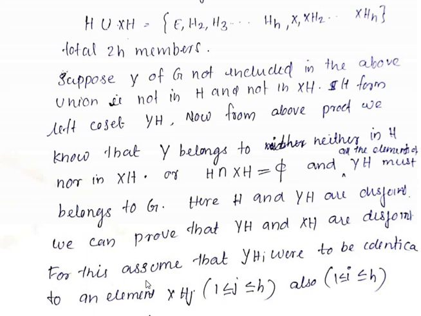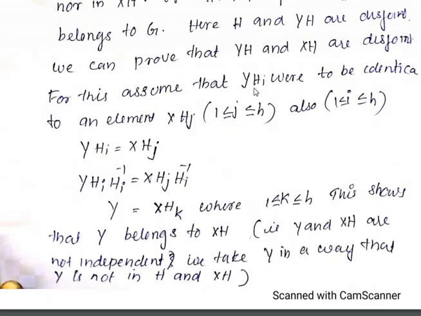For that we assume that yHi were an element in xH. Or yHi is an element in xHj.